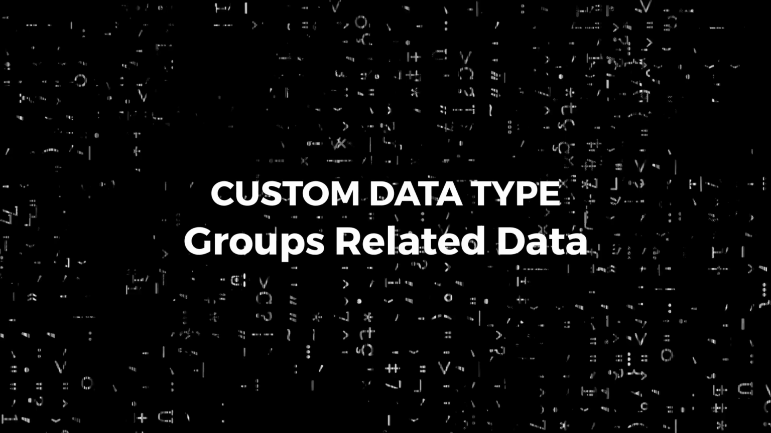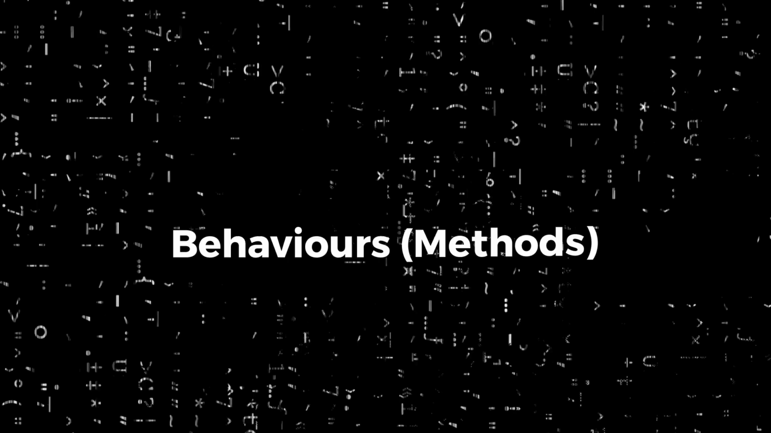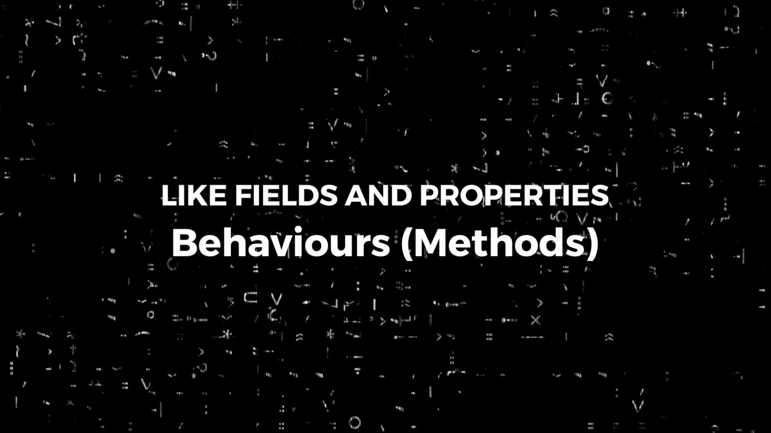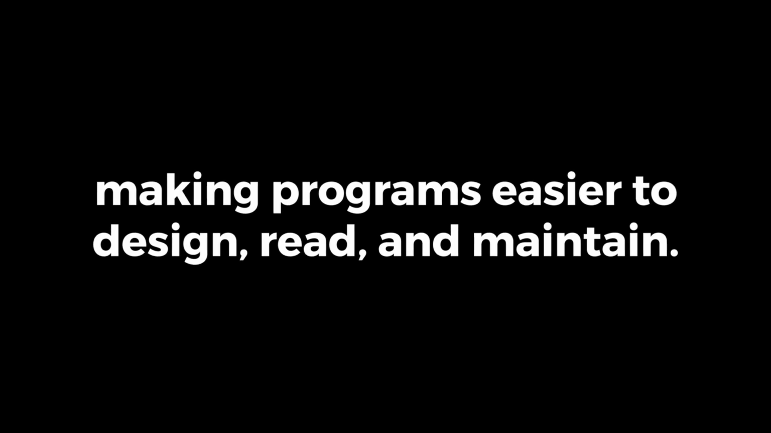Definition of a class. A class is a custom data type that groups related data, like fields or properties, and behaviors, that is, methods, into a single unit. You use classes to model real-world entities in your code, making programs easier to design, read, and maintain.